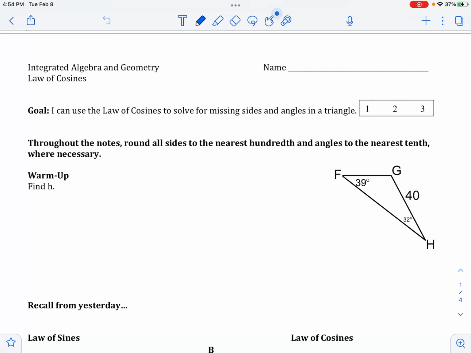All right, so this is our next lesson, which is the law of cosines. Our goal for today is: I can use the law of cosines to solve for missing sides and missing angles in a triangle. Let's go ahead and re-rate yourself on how you feel about that.